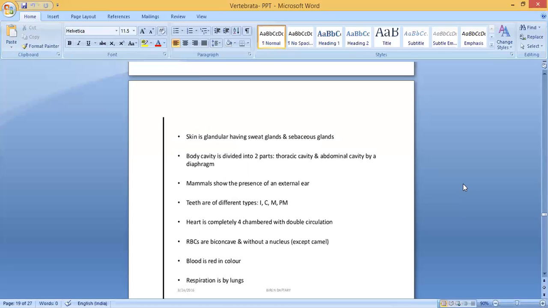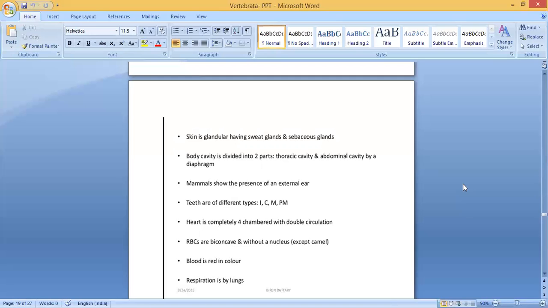Body cavity is divided into two parts, thoracic cavity and abdominal cavity, by a diaphragm. In your chest region, the heart, lungs and so on are present in the thoracic cavity. Just below that you can see one partition, that is called the diaphragm, and below that you can see the second chamber, that is the abdominal cavity. So stomach, kidney, intestines, everything is present in the abdominal cavity. Clear? So the body is divided into thoracic cavity and abdominal cavity by a diaphragm.